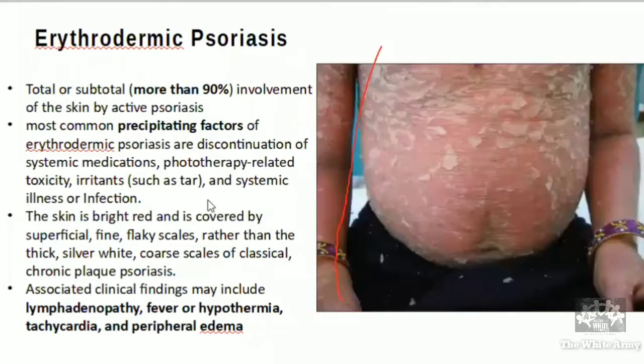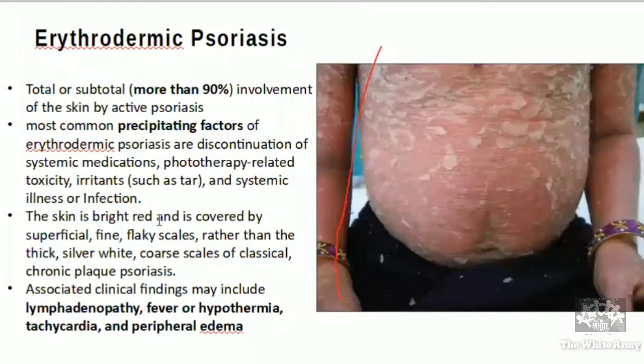Also, one of the treatment modalities we give is phototherapy. If the phototherapy dose is higher, it causes a sunburn type reaction. So when there is a sunburn type reaction, obviously there is Koebnerization, there is cutaneous trauma. So there will be extensive psoriasis. So mainly it's secondary to something, okay? And other systemic illness and infection may also trigger erythrodermic psoriasis.